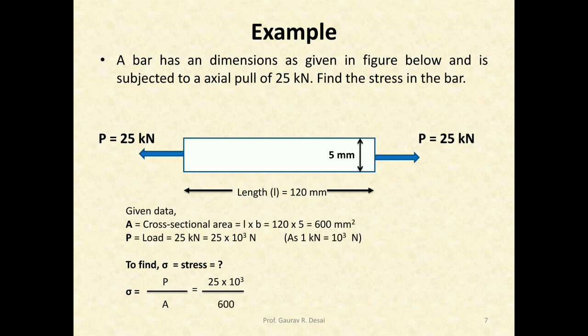Now the numerator has a unit of Newton and the denominator has a unit of mm square, as the area we calculated was L in mm and B in mm, so area is in mm square. So the final sigma value we get after calculations is 41.60 Newton per mm square.